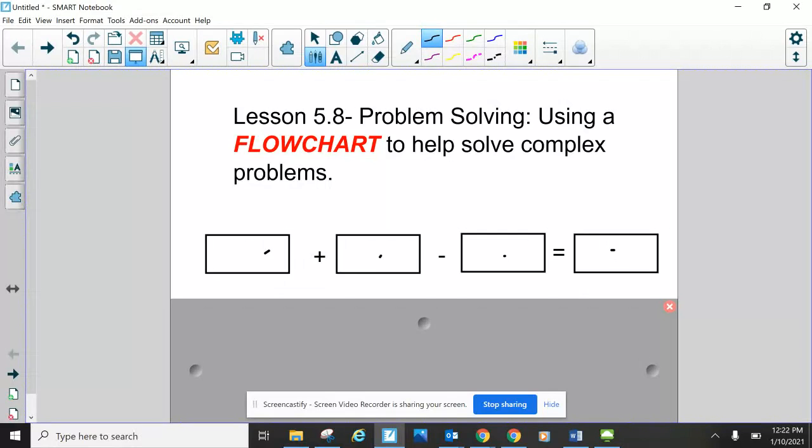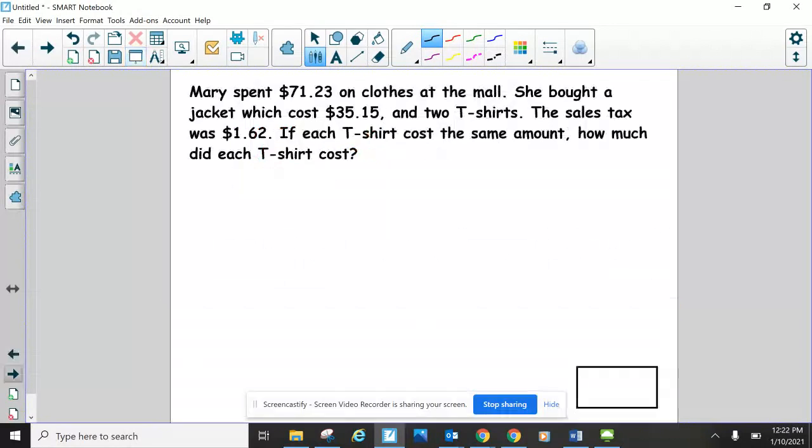And a better way to explain this would be to do a problem and use these flowchart boxes to help us solve it. So here's a problem, and you can see it's a very complicated problem, lots of steps. We're going to use our problem reading strategies like reading slowly, stopping, and visioning. We're going to use all of those strategies now. So Mary went to the store and spent $71.23 on clothes at the mall.